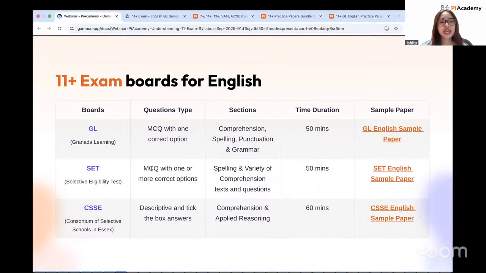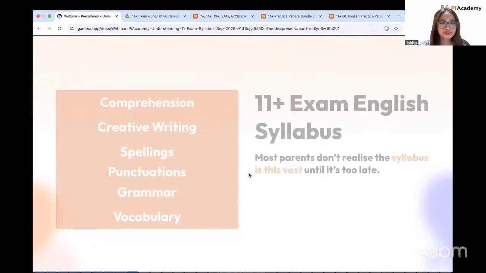So for the SAT, again, similar format, but with this one there is one or more correct options you need to choose from the MCQs. They have spelling and a variety of comprehension text and questions. For the CSSE, they have a slightly different question type format where they're not really using many MCQs, but they're focusing more on descriptive and tick box answers. For this one, they have a comprehension and applied reasoning section. So we will do a separate webinar on that where we dive deeper into these as well.